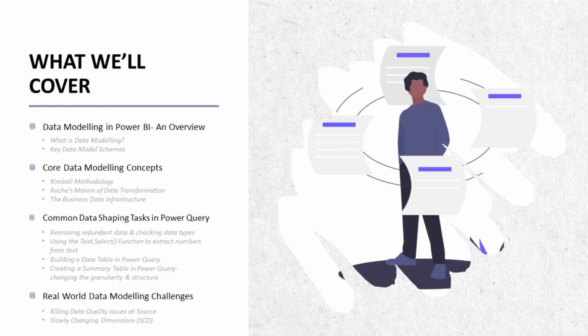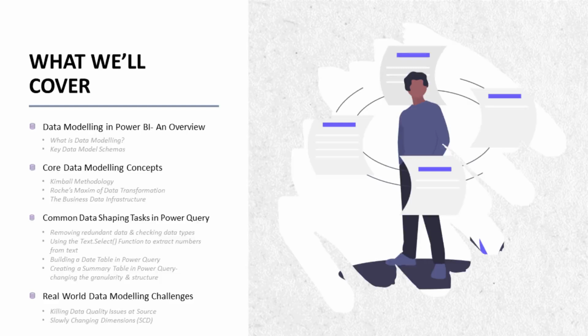We'll look at that. Using certain functions to extract numbers from text. Again, we want to get our data into the right shape. We want to reduce redundancy and keep things as lean and performant as possible. So that'll be helpful. Go in and build a date table in Power Query. So we'll look at why we're doing this in Power Query to give you another real world use case and why this would be helpful. And then we're going to create a summary table in Power Query where we can change the granularity structure and again, lean out some of the data that we're using to make things a bit more efficient and effective.